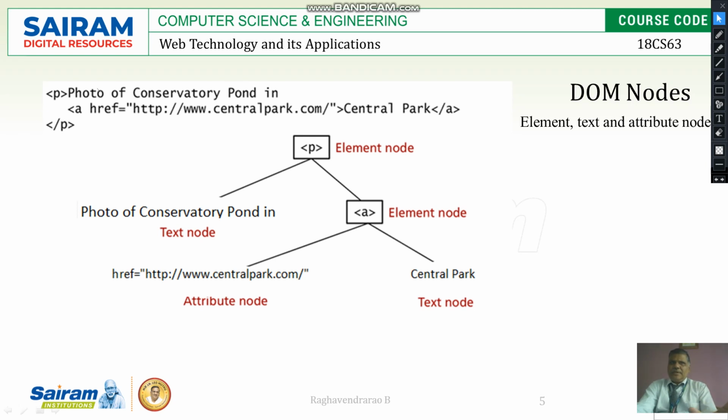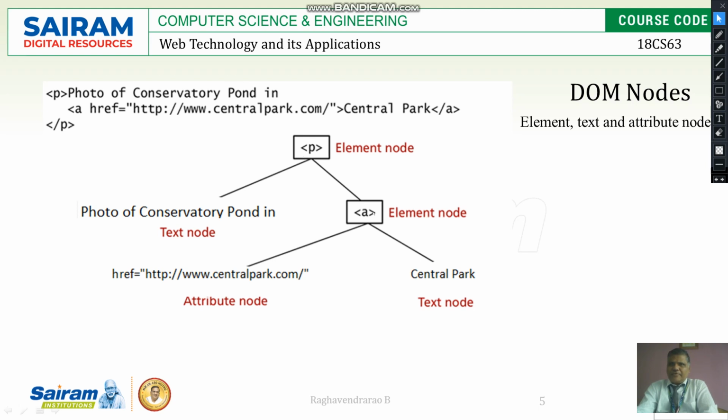There is a paragraph. Under this paragraph, one example is being given: this is a paragraph, this is the anchor tag, and the paragraph closes over here. Now this paragraph is the element node. First is the element node. Second is the text "a photo of the conservatory pond in", which is nothing but a text node. Under the first tag, the text node appears.